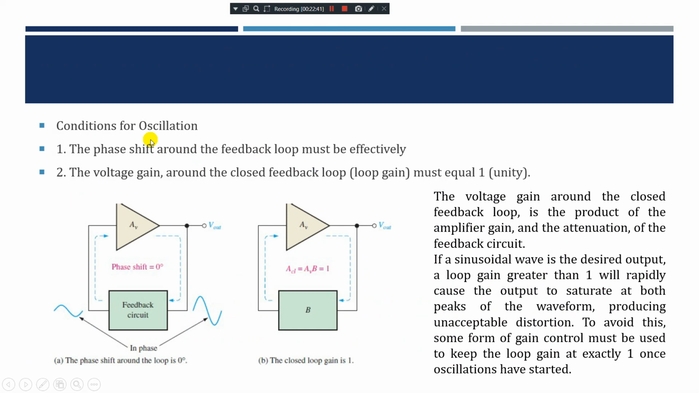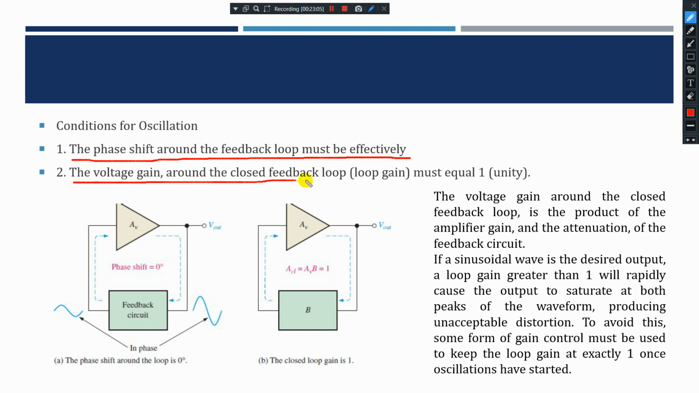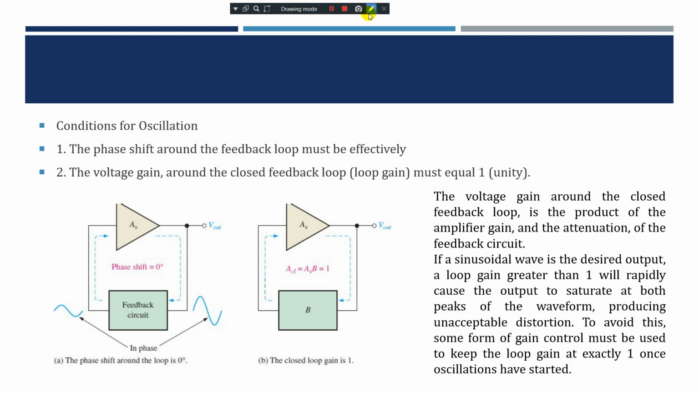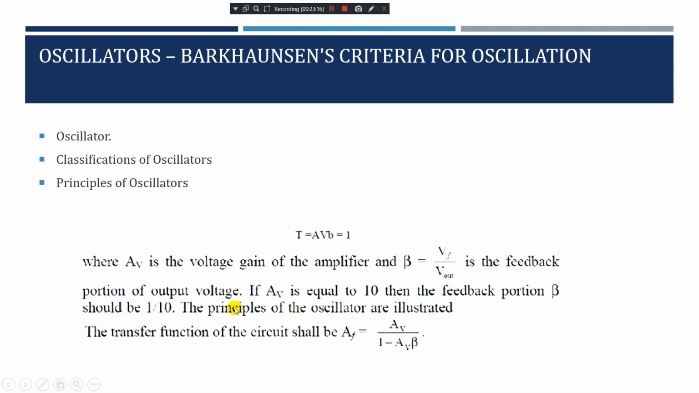What are the conditions? If you observe here, the first one: the phase shift around the feedback loop must be effectively equal to zero. I have written here, the phase shift around the feedback loop must be effectively zero. The second one: the voltage gain around the closed feedback loop, that is nothing but the loop gain, must be equal to 1. That's what we have seen in the previous slide. It should be equal to 1. That is the condition.